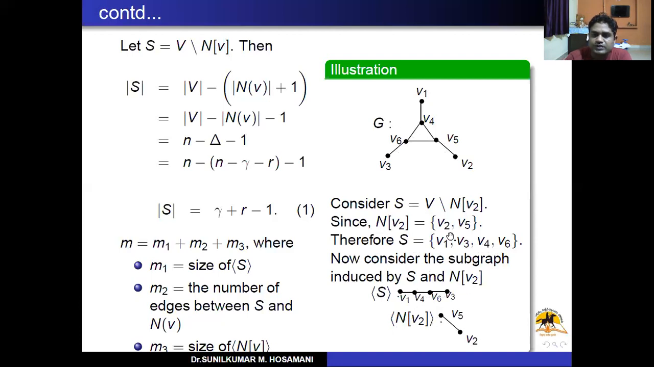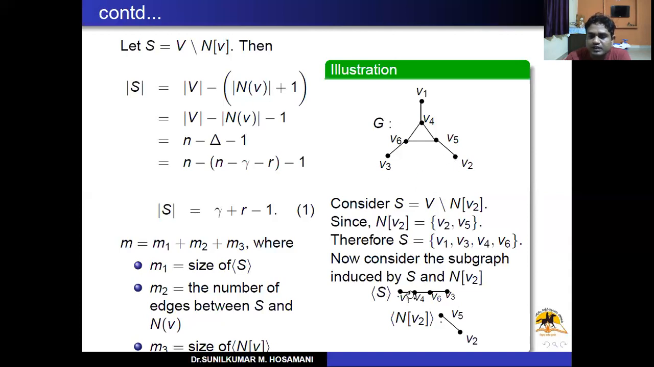So the closed neighborhood of V is V2, V5. So V2, V5, there exists an edge. And so this is the subgraph induced by the closed neighborhood of V2 here. So according to this result, M is what? The number of edges present in this graph, plus the number of edges present in this graph, and the edges between S and the open neighborhood of V2 here.